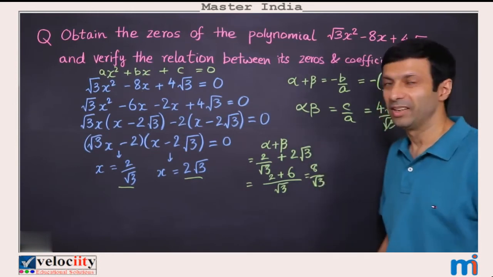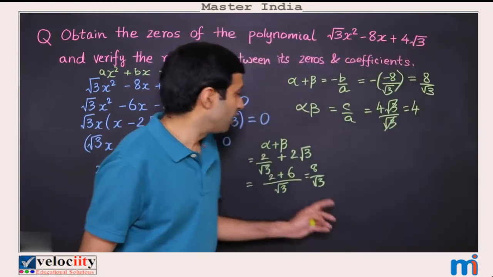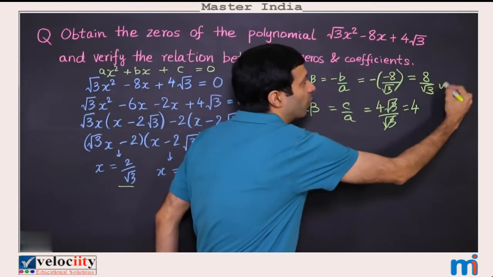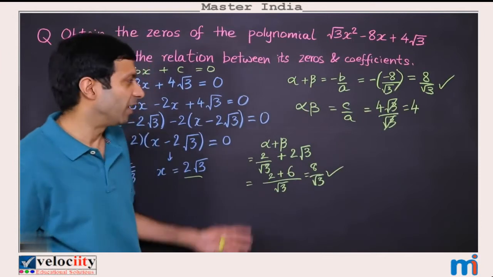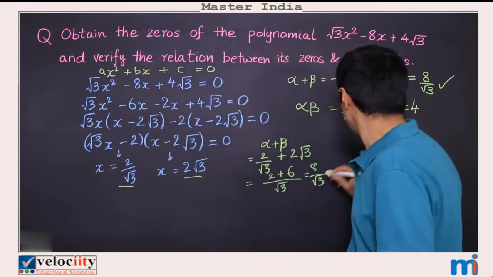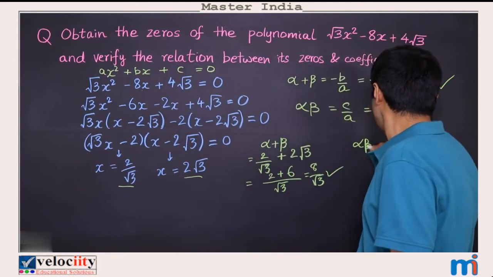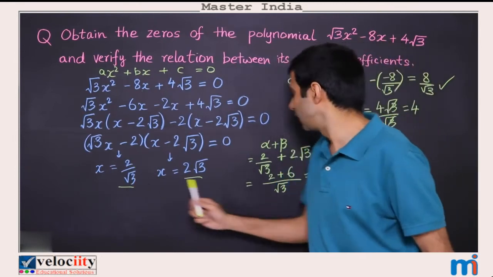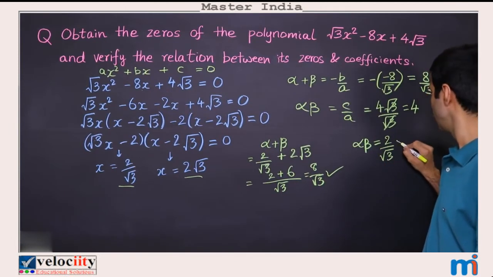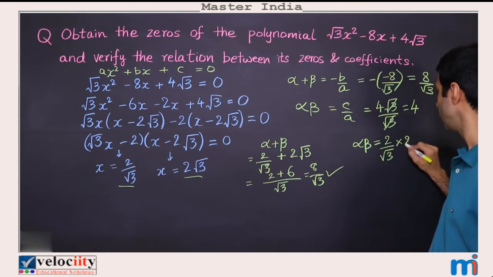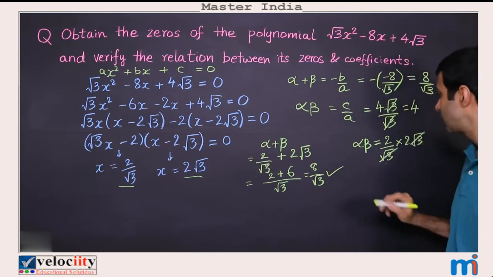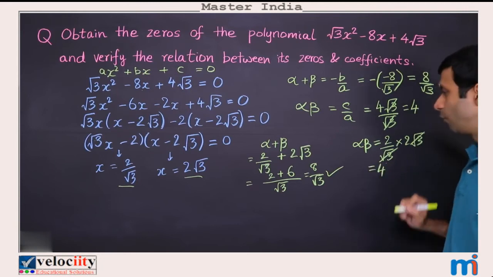Okay, so do we have the correct answer here? There you can see alpha plus beta is 8 by root 3. And that's what we had got from our relation minus b by a. So we verified that. And now let's quickly verify the product of the zeros, right? So we are going to solve for alpha beta. And that's pretty simple because it's going to be 2 by root 3 into 2 root 3. Okay? And so the root 3 gets cancelled there and we get 4.